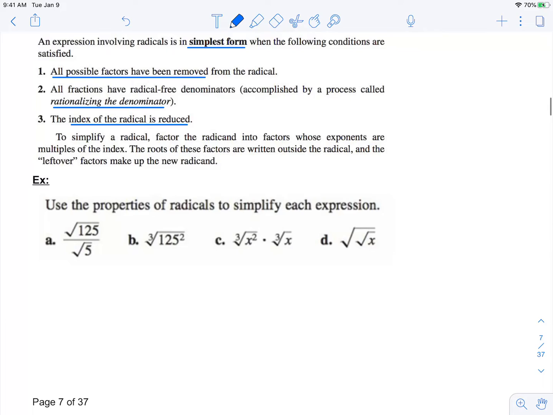In part A, we have the square root of 125 over the square root of 5. If I'm focusing in on that, I know with properties of square roots, this is the square root of 125 over 5. 125 divided by 5 is 25, and the square root of 25 is the absolute value of 5, which is 5.